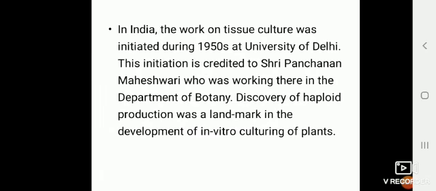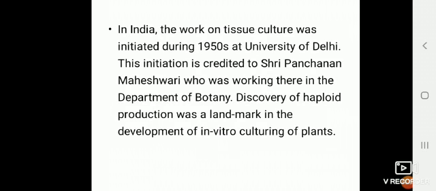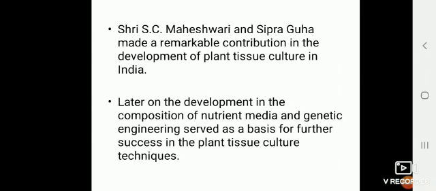In India, the work on tissue culture was initiated during the 1950s at the University of Delhi. This initiation is credited to Professor Panchanan Maheshwari, who was working there in the Department of Botany. The discovery of haploid production was a landmark in the development of in vitro culturing of plants. Professor S.C. Maheshwari and Shri Guha made a remarkable contribution to the development of plant tissue culture in India.